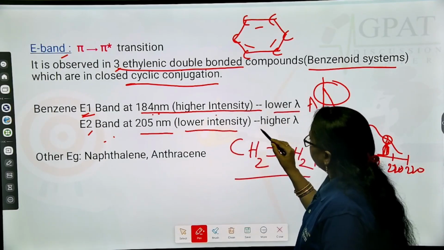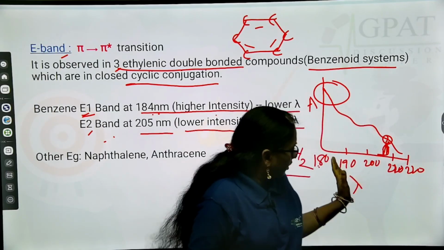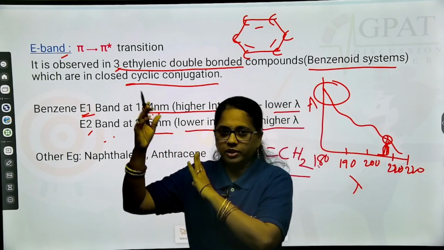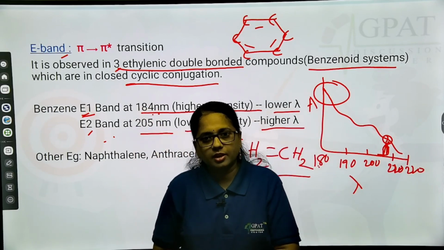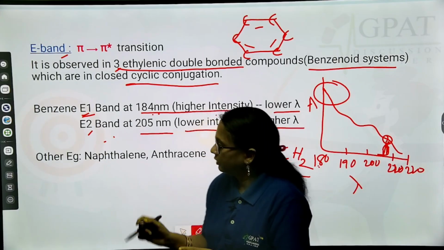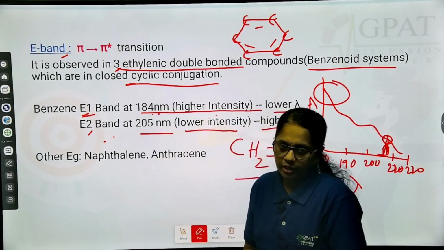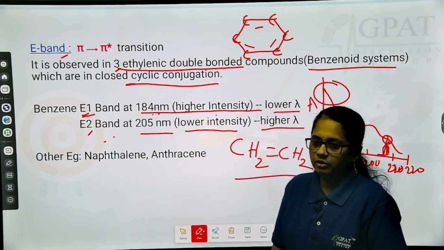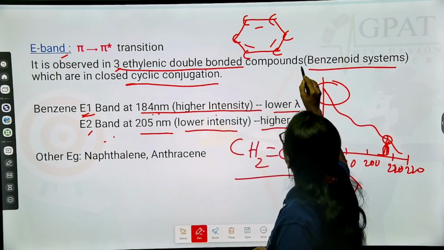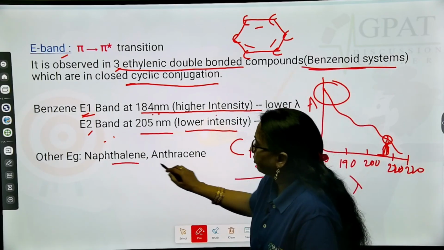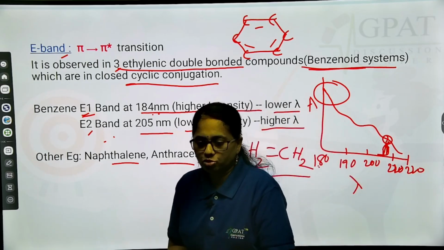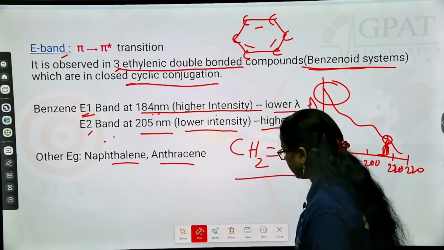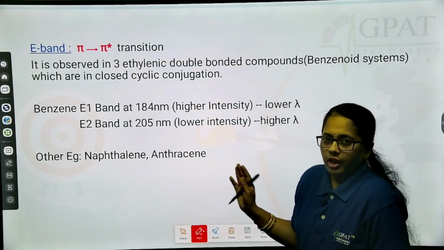Okay, but at the highest wavelength, comparatively 180 and 205, it is not the very highest range as compared to the UV range, but the difference is going to be there. Okay, and the E bands are going to be observed in compounds like benzenoid compounds like naphthalene and anthracene, more conjugated compounds. So in such cases you are going to observe this E type of absorption bands.